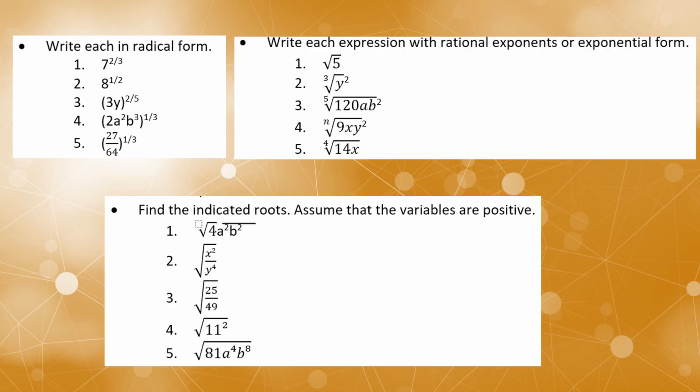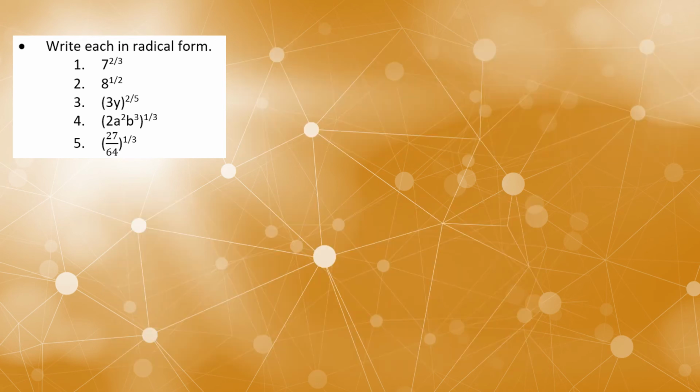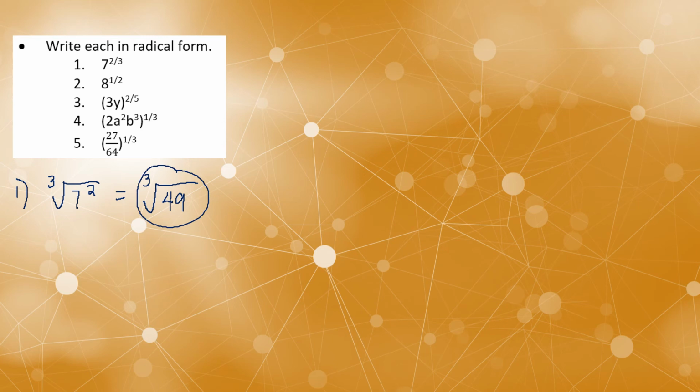Let's try to have more examples. So here the instruction is write each in radical form. For number 1, 7 raised to 2/3 in radical form is the cube root of 7 squared. And 7 squared is equal to 49. So we have the cube root of 49. Number 2, 8 raised to 1/2. That is simply equal to the square root of 8.